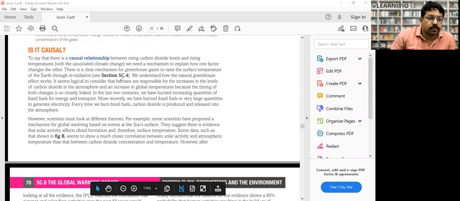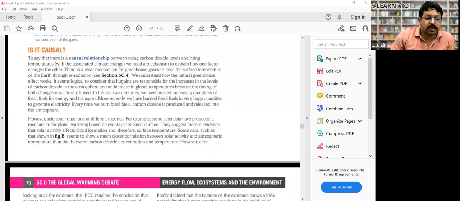We understand how the natural greenhouse effect works. It seems logical to consider that humans are responsible for the increase in the level of both, since the changes are so closely linked. In the last 2 centuries, we have burned increasing quantities of fossil fuel for energy and transport. More recently, we have burned fossil fuel in very large quantities to generate electricity. That's what we were discussing a few minutes back. Every time we burn fossil fuel, carbon dioxide is produced and released into the atmosphere.